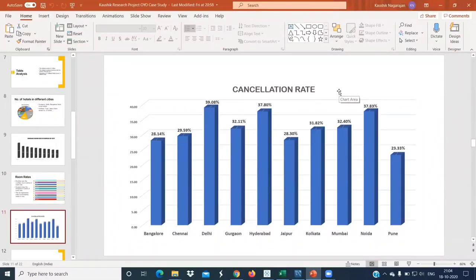Talking about cancellation rate. Cancellation rate is the number of bookings cancelled for a particular number of bookings. For example, if 100 people do a booking, out of which 23 cancel, then 23% is concluded as a cancellation rate. From the cancellation rate, it was observed that Delhi has the highest cancellation rate while Pune has the lowest cancellation rate.